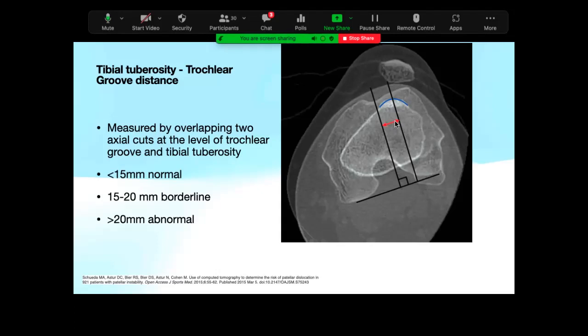Although this is a simple measurement, there are various factors which contribute to an increase in this measurement. Initially, these factors were considered equally important, but later studies found that this is a very important factor, and many other factors, like rotational malalignment, also contribute to the increase in this distance.